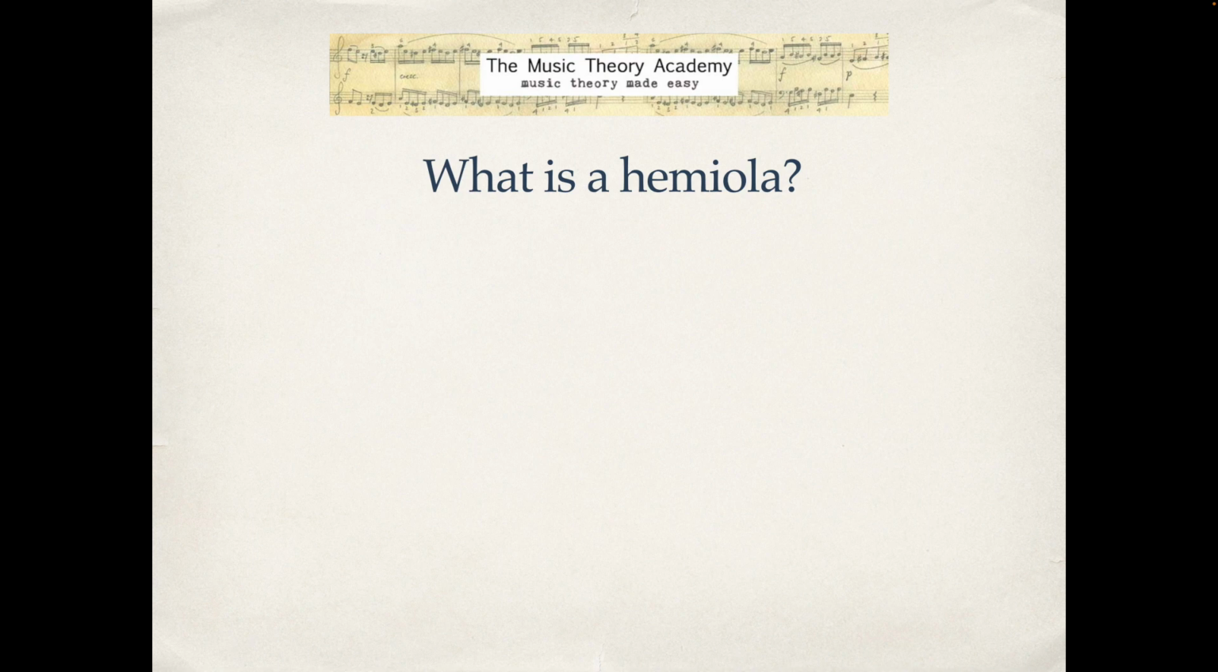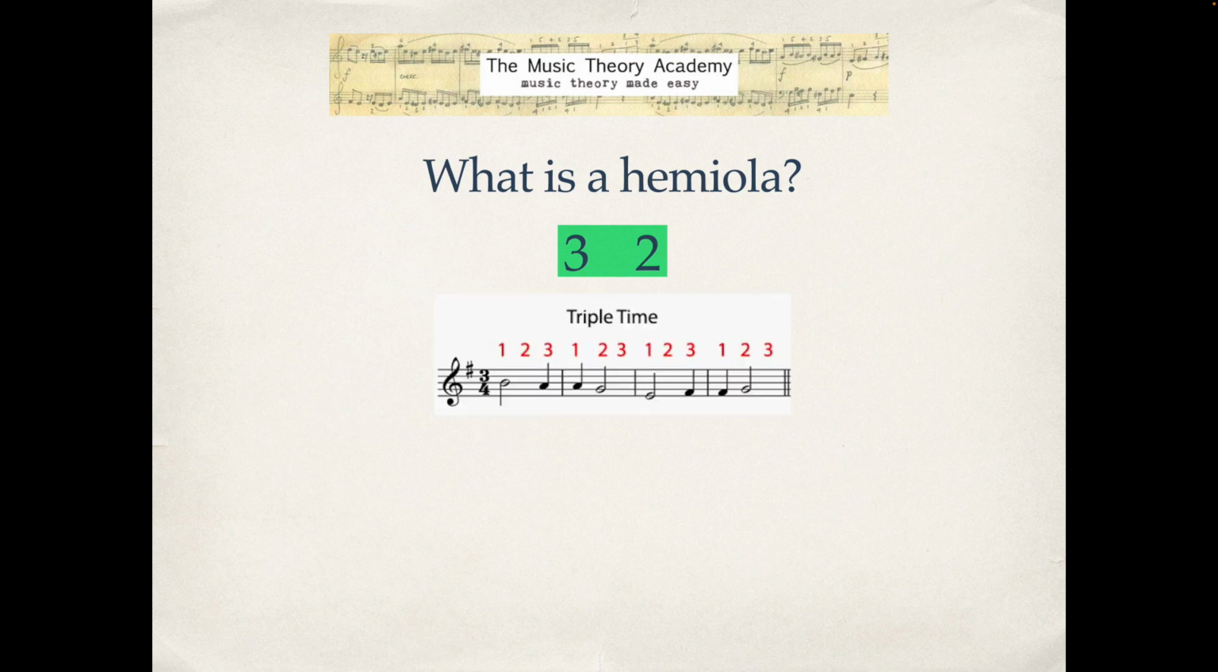Well, a hemiola, the most important thing to remember is it's about two numbers, the number 3 and the number 2. And that's because it's a rhythmic device that involves superimposing two notes in the time of 3. Let me explain with an example. So here we are in triple time, and if I play this, we're counting in threes.